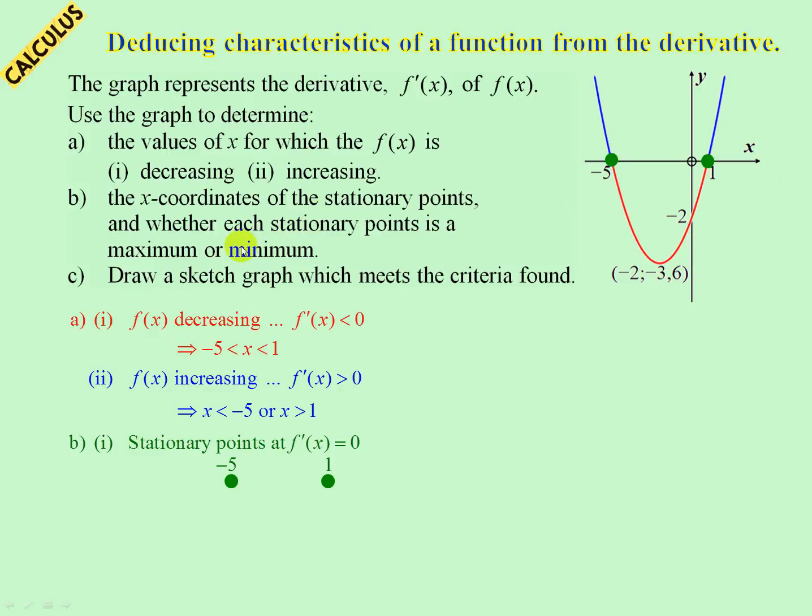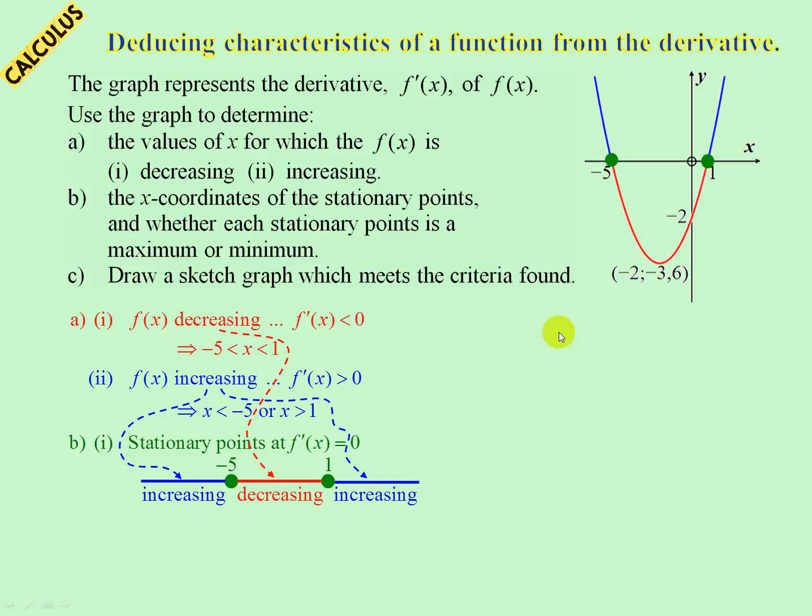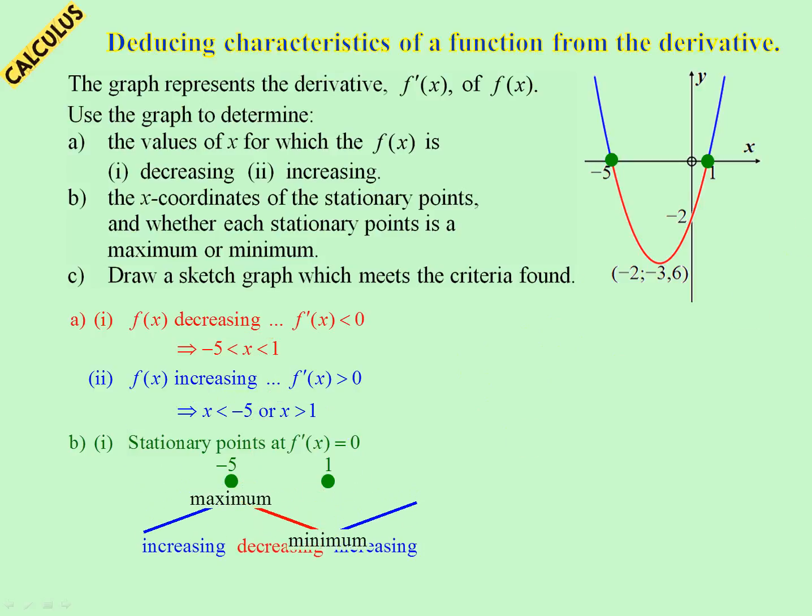Determine whether the stationary points are minimum or maximum. Well, I'm going to look before the stationary point. Before negative 5, there's an increase. Between the 2, there's a decrease. And after 1, there's an increase. Well, increasing means it's a positive gradient, negative gradient, positive gradient. So we have a maximum at negative 5, a minimum at 1.